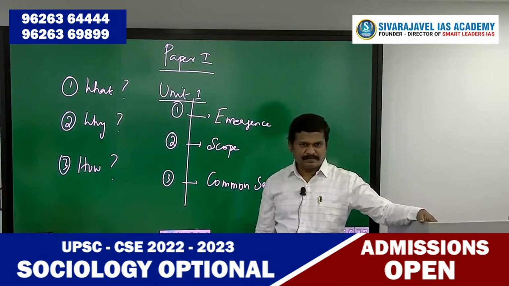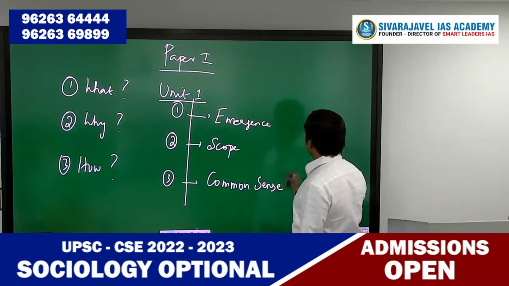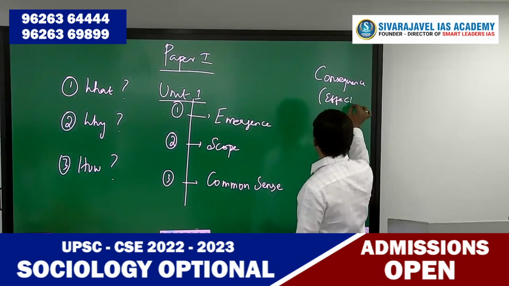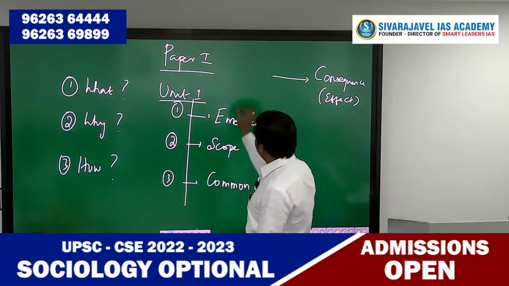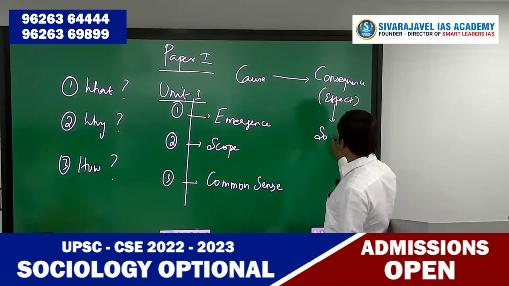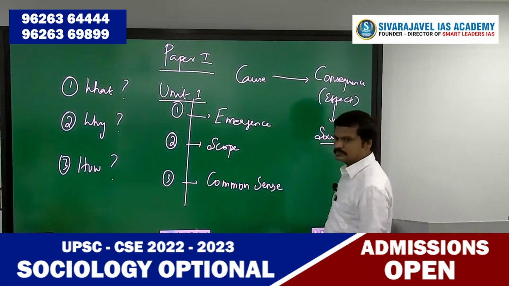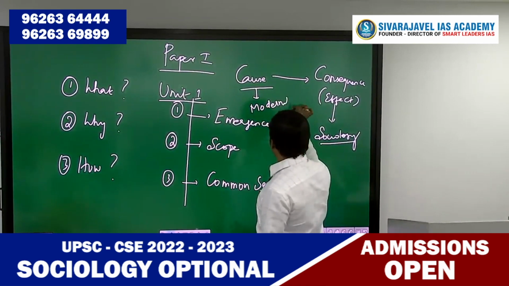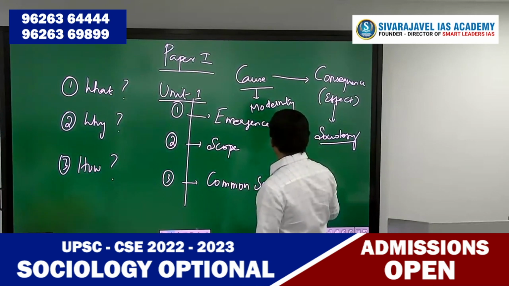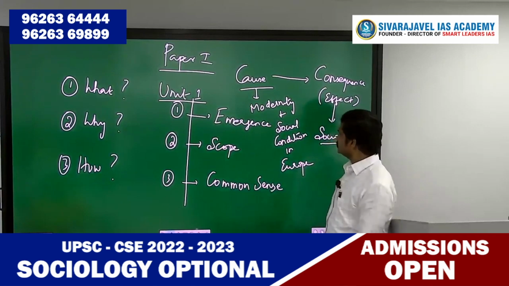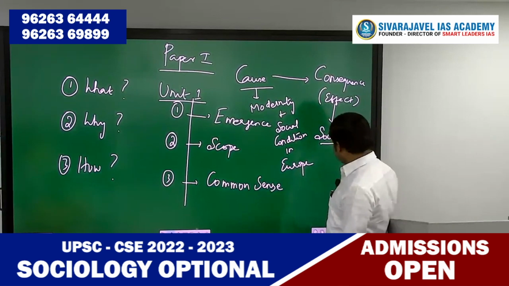Emergence. Sociology as a subject is only a consequence. Yeah, it is an effect. For every effect, there should be a cause. So sociology is the effect of what? In the syllabus, they have given that sociology is the effect of modernity and social conditions in Europe. Now, what is sociology?